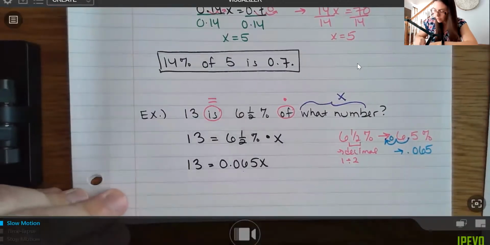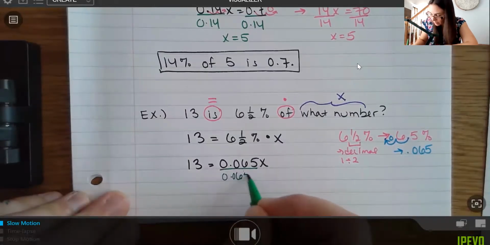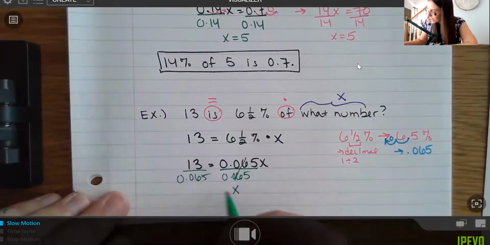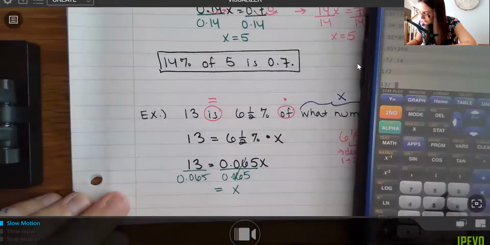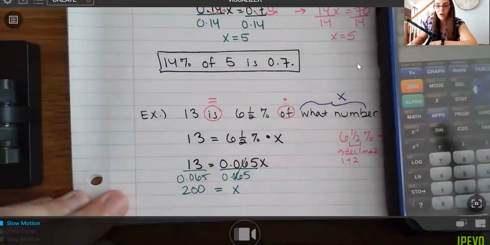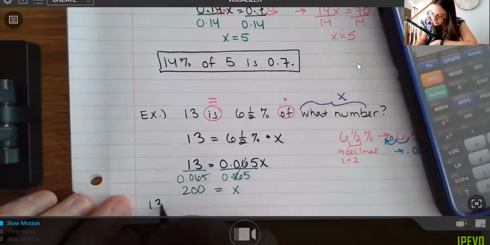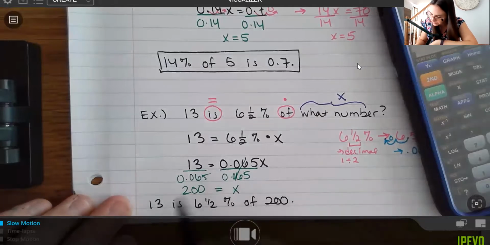Now I can go ahead and solve this. So I'm going to divide both sides by that 65 thousandths. And again, I'm not worrying about the decimal so much because I know I can use my calculator. And I get 200. Now, we don't always get the nicest answers, but that's okay. This one's coming out nice. So 13 is 6.5% of the number 200.